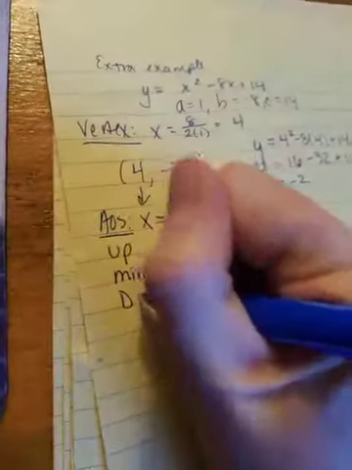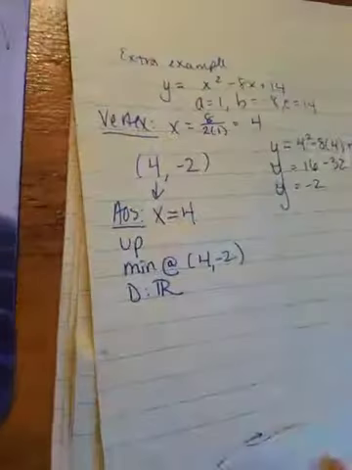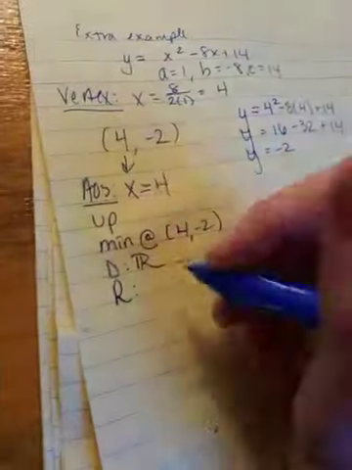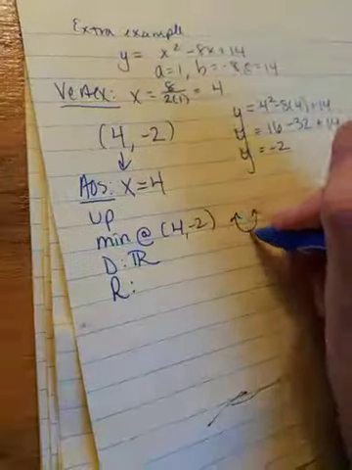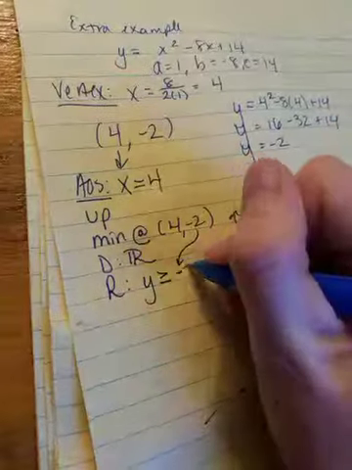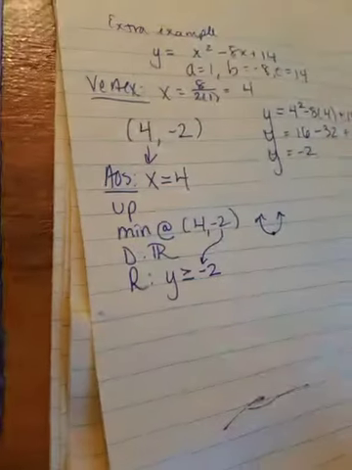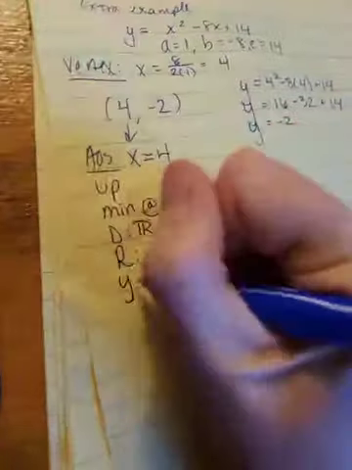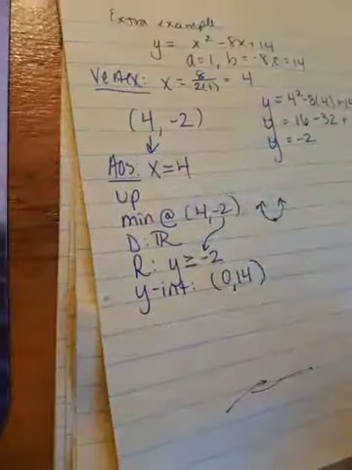The domain is all reals because I can put any number in for x and get an answer. Your range, because it is opening up, remember, is y is greater than or equal to the y value of your vertex. The y-intercept, that's the same value as your c. My c is 14, so my y-intercept is 0, 14.